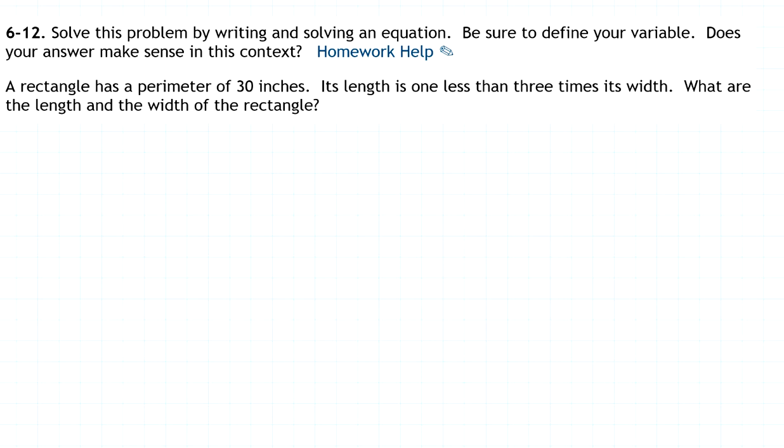Solve this problem by writing and solving an equation. Be sure to define your variable. Does your answer make sense in this context? So here's the problem. A rectangle has a perimeter of 30 inches. Its length is 1 less than 3 times its width. What are the length and the width of the rectangle?